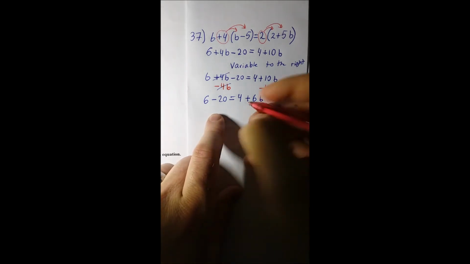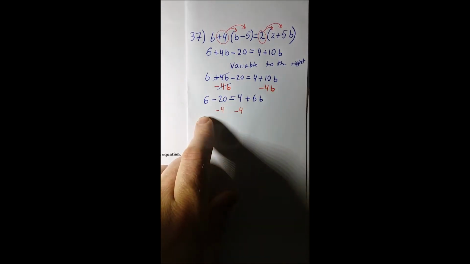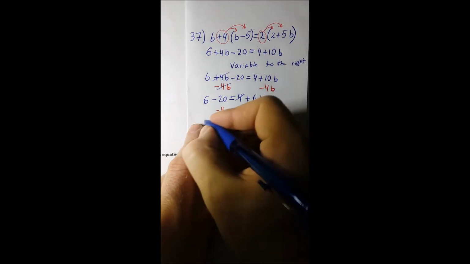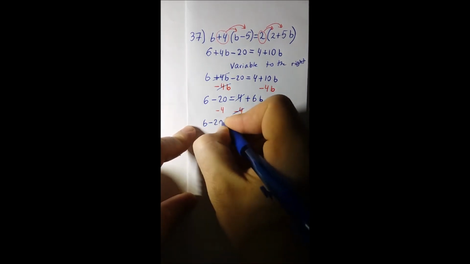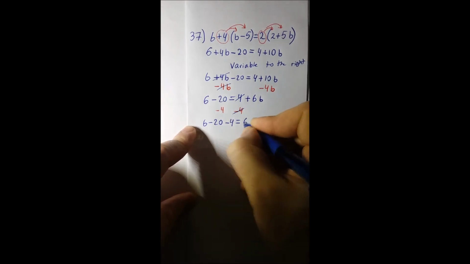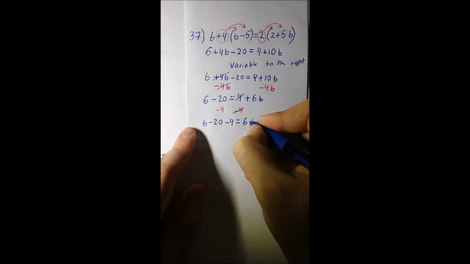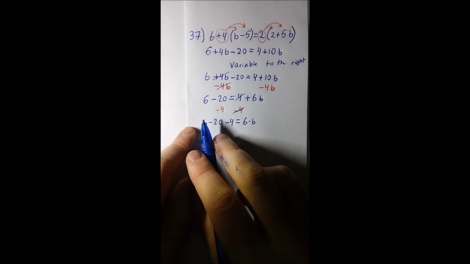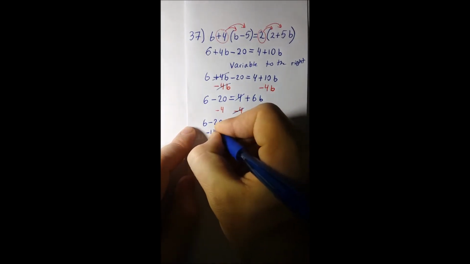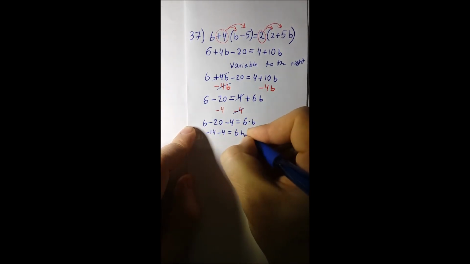Now I need to remove the constant 4 from both sides. I subtract the 4. This positive and this negative cancel out, so it's going to be 6 minus 20 minus 4 equals 6b. Okay, I can put a sign, 6 times b. Now we need to combine like terms here. 6 minus 20 minus 4. 6 minus 20 is negative 14 minus 4 equals 6b.